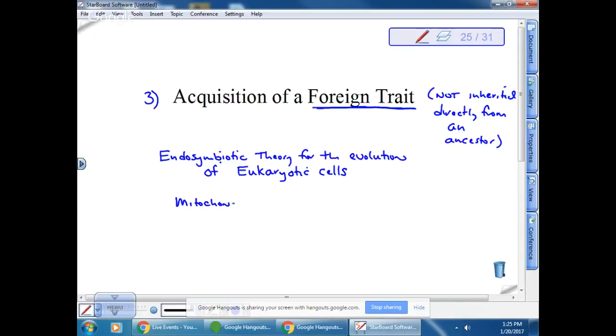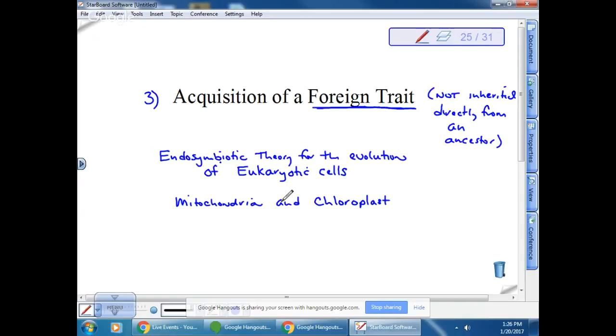is one of them. Mitochondria are little structures inside the cell that have their own genetic material and can actually reproduce inside of our cells. So the mitochondria is found in all organisms that are eukaryotic. But then we also have chloroplasts. And chloroplasts are only found in plants. And these are the organelles that are capable of photosynthesis. So they're capable of using light energy to produce sugars.